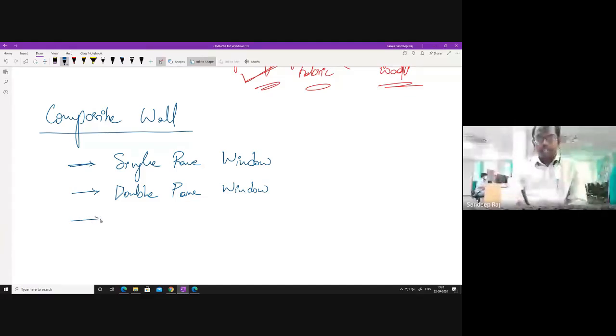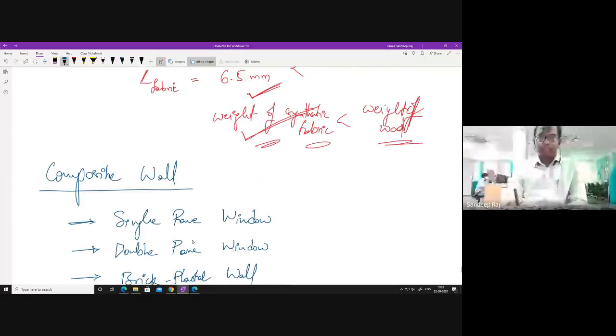We have taken the example of the concrete wall. When it's a concrete wall, it's a brick wall. Brick plaster wall I have taken. This problem we have solved. And what else we have solved? We have solved this problem, the jacket problem.